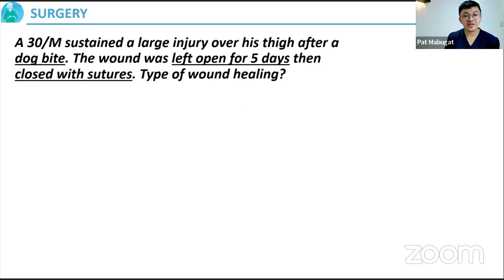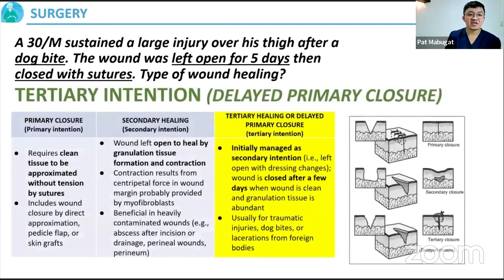Next, a 30-year-old male sustained a large injury over his thigh after a dog bite. The wound was left open for 5 days, then closed with sutures. What's the type of wound healing? So there's 3 types of wound healing: primary, secondary, and tertiary. Okay. So for this question, the answer is tertiary intention.